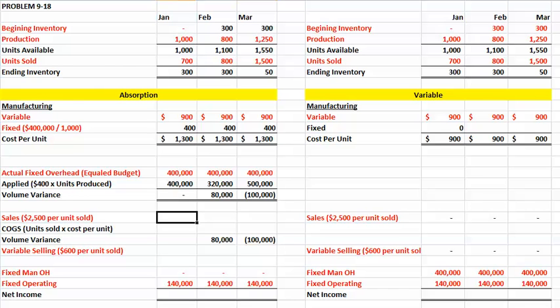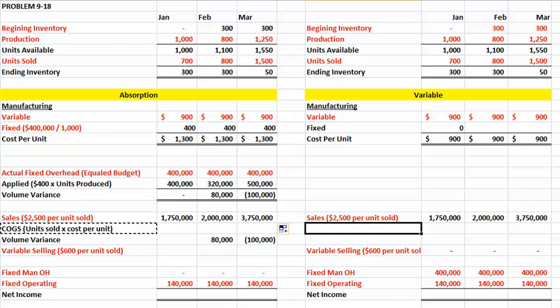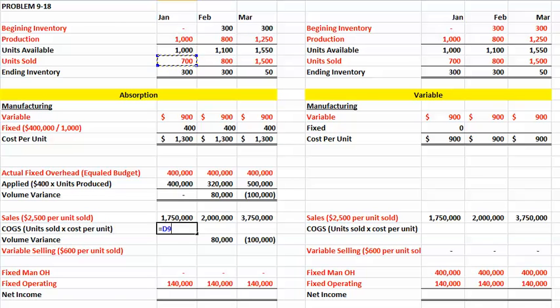All right, sales. Sales is simply our selling price of $2,500 per unit times the number of units sold. That's going to be the same both in our absorption costing income statement and in our variable costing income statement. In terms of cost of goods sold, our cost of goods sold under absorption is going to be our units sold, 700, times our $1,300 per unit.